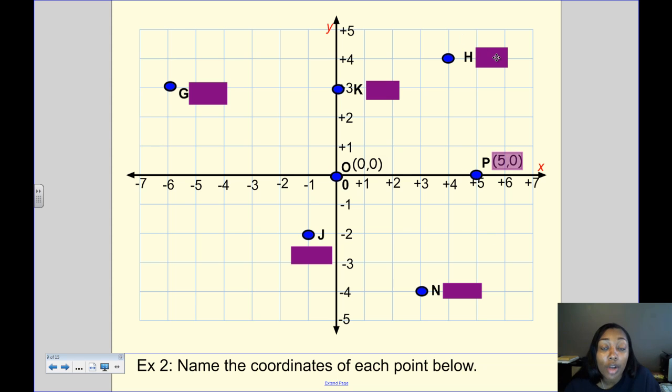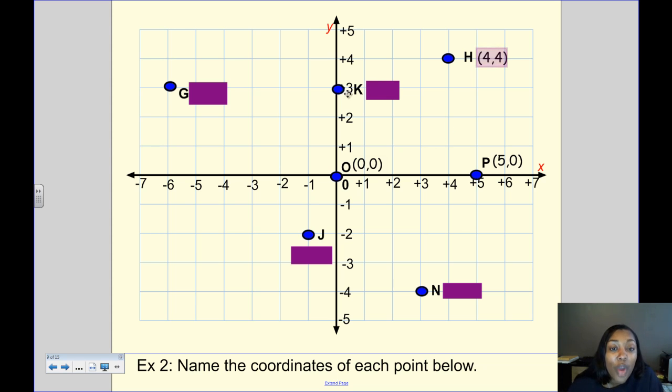So let's come up here and figure out where letter H is at. Well, if we look at this point, letter H is located 4 away from the y-axis. So that means we went over 1, 2, 3, 4. And after we went over 4, we had to go up 1, 2, 3, 4. So that means the ordered pair for point H is (+4, +4).